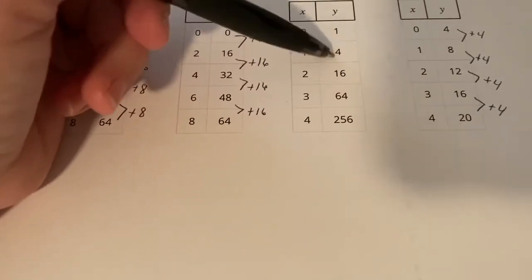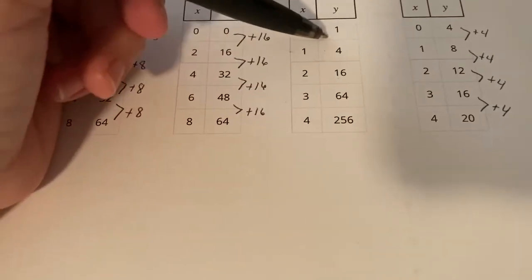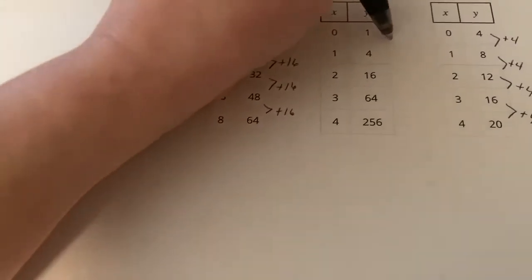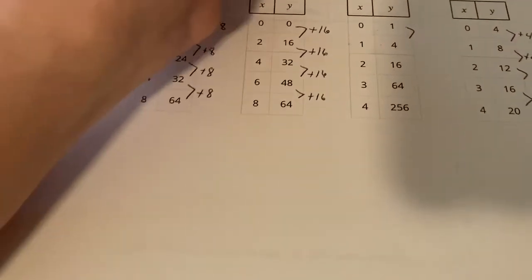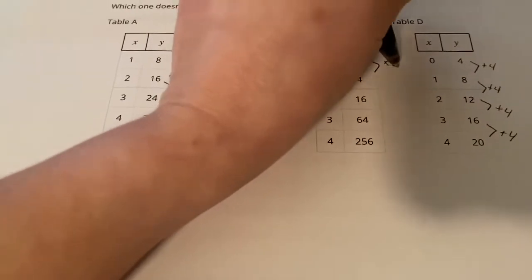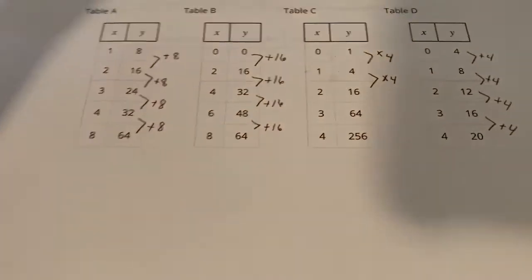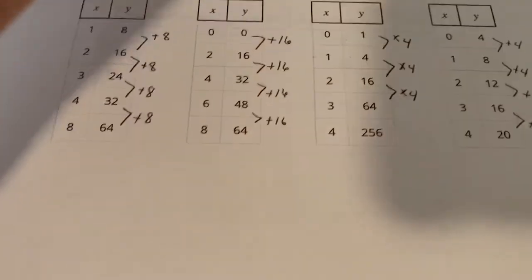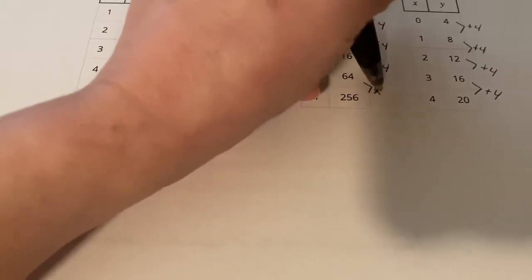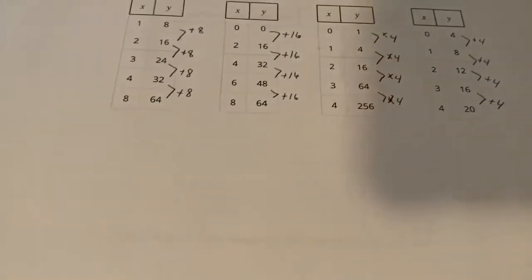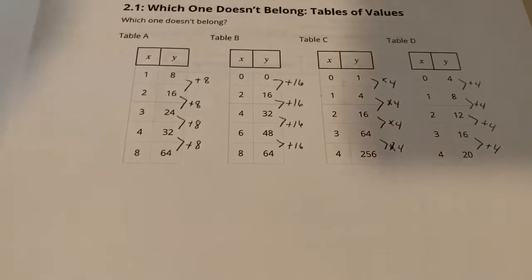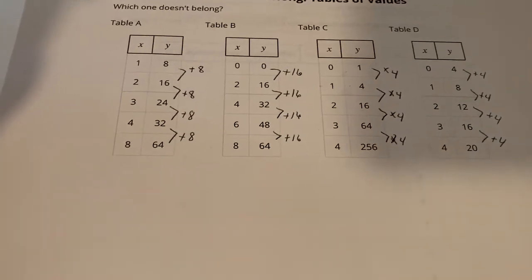So this one is changing by a common factor. If you multiply 1 times a number to get 4, that number must be times 4. If you do that to this one, times 4, yes, that does give you 16. What about 16 times 4? That is 64. And then 64 times 4 will give you that 256.